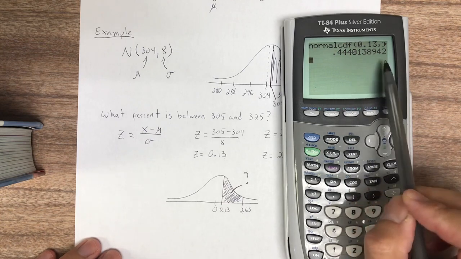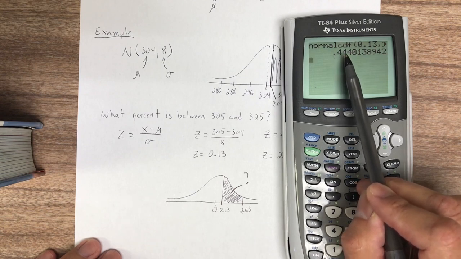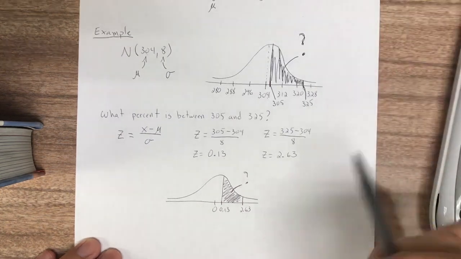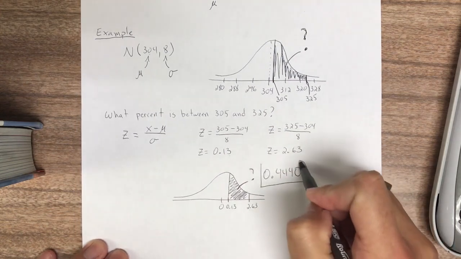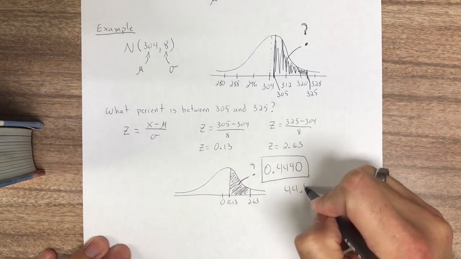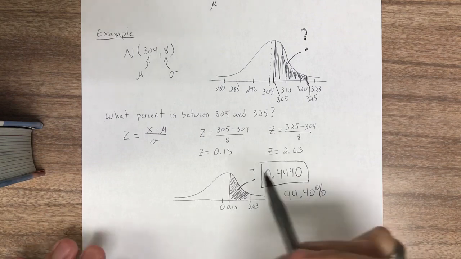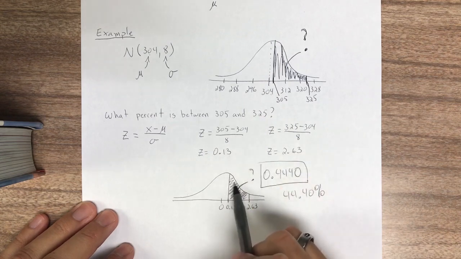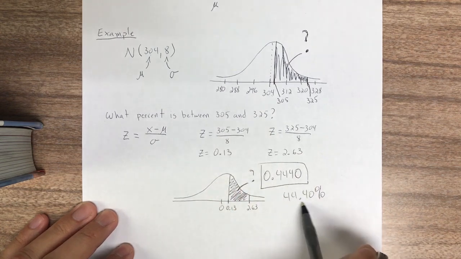Now when we're looking for areas, we usually round to 4 decimal places, or 4 numbers after the decimal. 1, 2, 3, 4. So this one, the 0 doesn't round up, so it stays at 0. So my question mark will be 0.4440. So that is the area. Or as a percent, you can also say the area under the curve is 44.40%. That's the proportion. That's the actual number or percent of the population between 305 and 325. So this area, the proportion of the population that is between 305 and 325, is 44.40%.